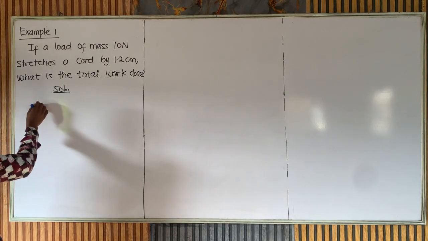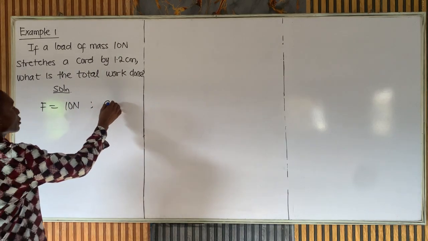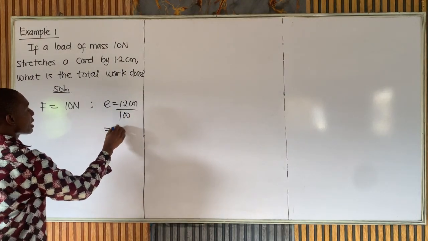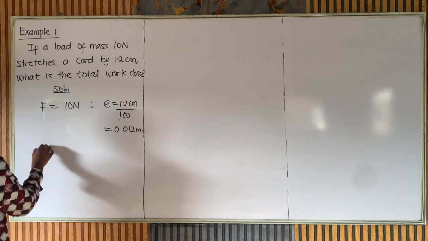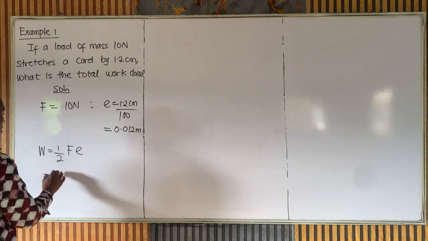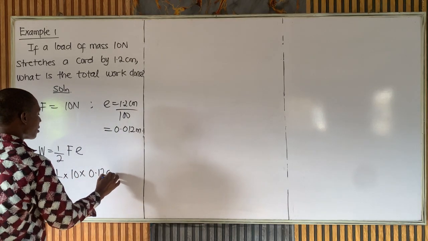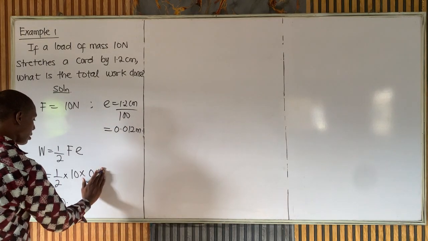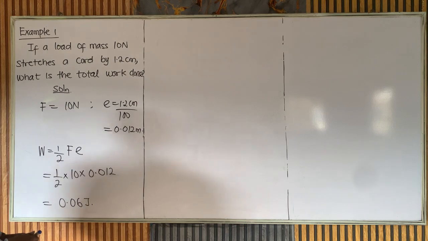Here, we have that the force is given to be 10 Newton, that's what we are given. And again, we are given the extension to be 1.2 cm. But mind you, we have to convert to meter, divided by 100. This is going to give us 0.012 meters. Now, work done is giving us average force times extension. And that will be giving us 1/2 times the force 10 times the extension 0.012 meter. So that will give us 0.06 joules. That's the work done.